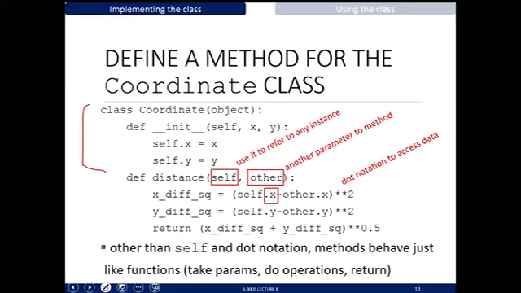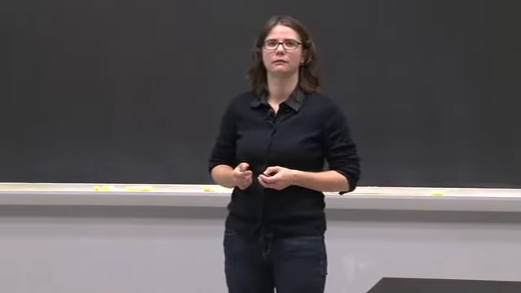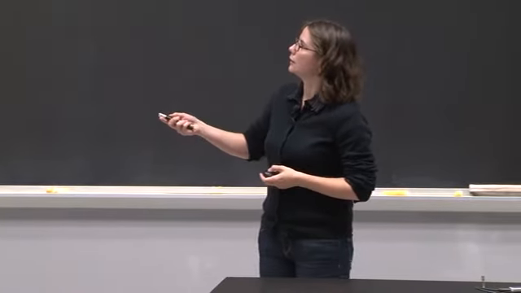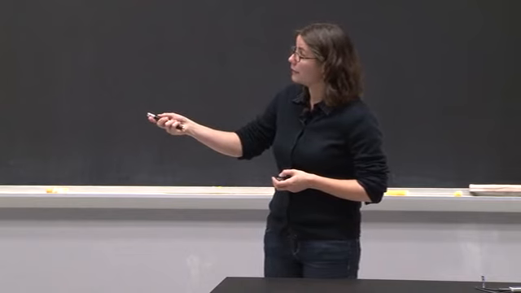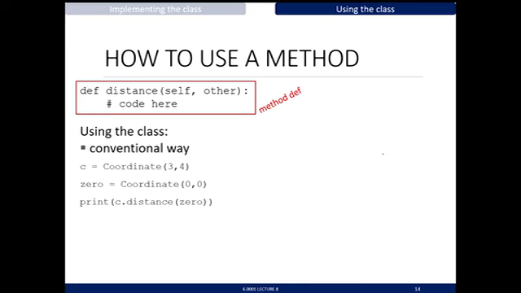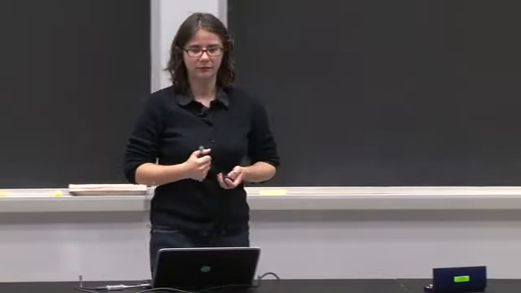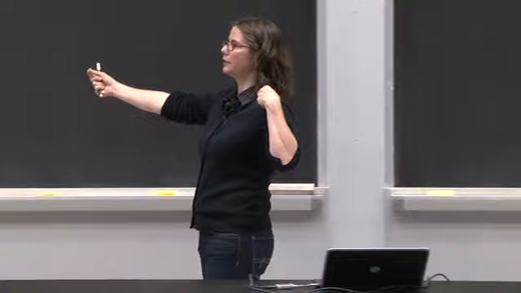So we've defined the method here, distance. This is in the class definition. Now how do we use it? Let's assume that the definition of distance is up here. I didn't include the code, but really all you need to know is what it takes. It takes a self and an other.